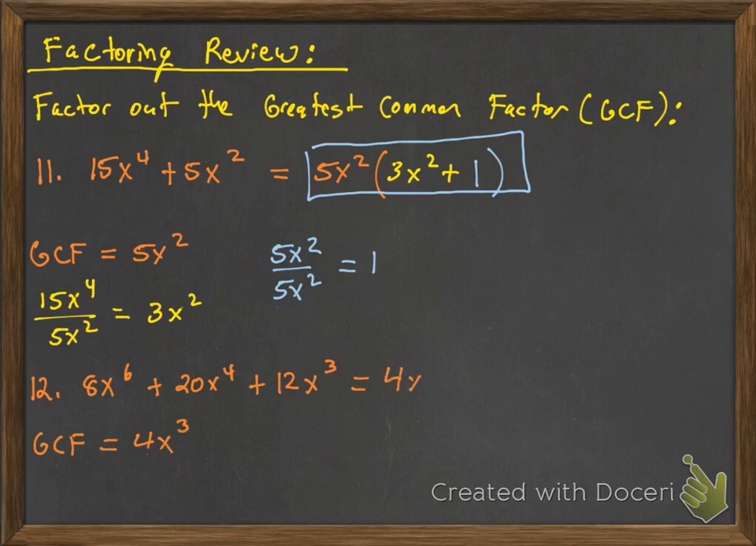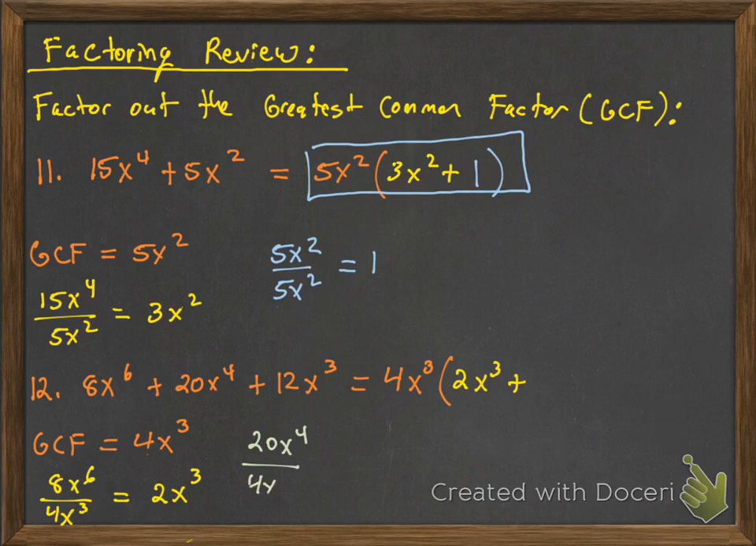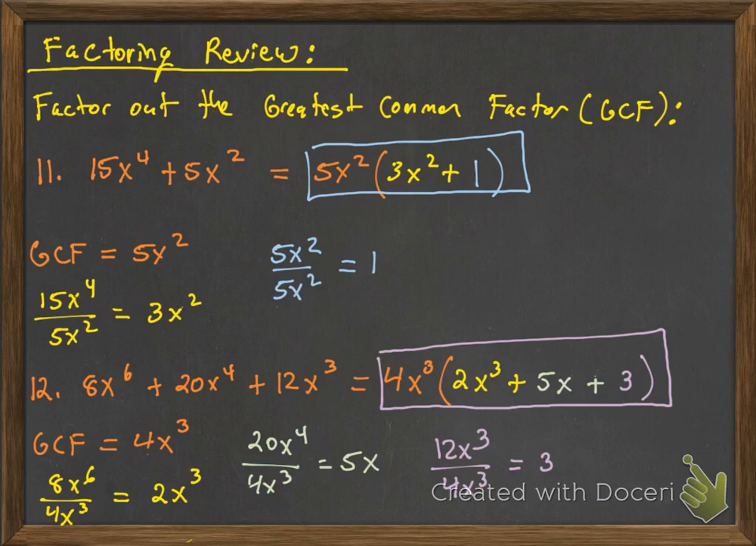And then we can take each term. We can take the 8x to the 6th over 4x cubed, so that's going to give us 2x cubed. The 20x to the 4th over 4x cubed, that'll give us 5x. And then the 12x to the 3rd power divided by 4x cubed, that will give us 3. Okay. Like the previous example, if I want to check to make sure things are okay, all I got to do is do the distributive property, and I should get back to the original problem there. Okay. All right, so that's one type of factoring, the GCF out.